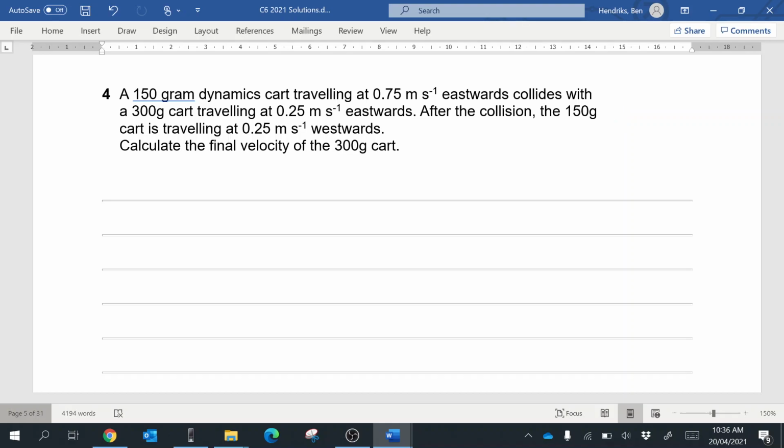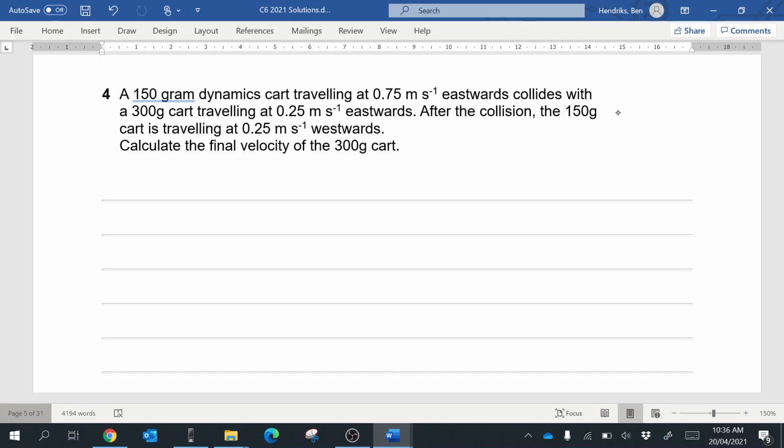We have example 4 here of the conservation of momentum problems. In this case, a 150 gram dynamics cart travelling at 0.5 metres per second eastwards collides with a 300 gram cart travelling at 0.25 metres per second eastwards. After the collision, the 150 gram cart is travelling at 0.25 metres per second westwards. Calculate the final velocity of the 300 gram cart.